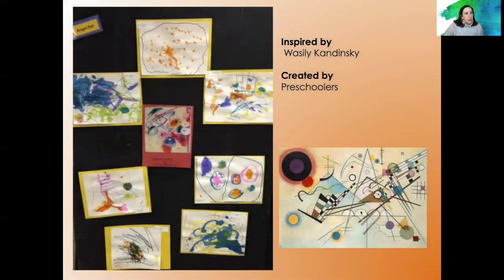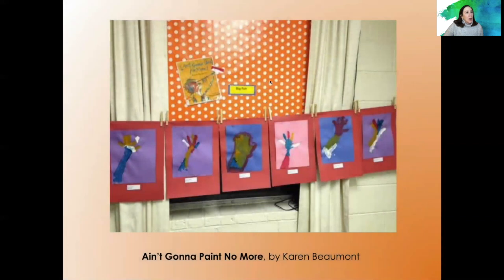This is a painting by Wassily Kandinsky again, and this is watercolors that some 3-year-olds did based on that. What they did was they took Sharpies and drew lines, and then they watercolored around it. Like, this kid totally gets it. This is a book called I Ain't Gonna Paint No More, where a kid gets covered in paint. So the preschoolers put paint on their arms and made impressions on the paper and then painted it different colors.